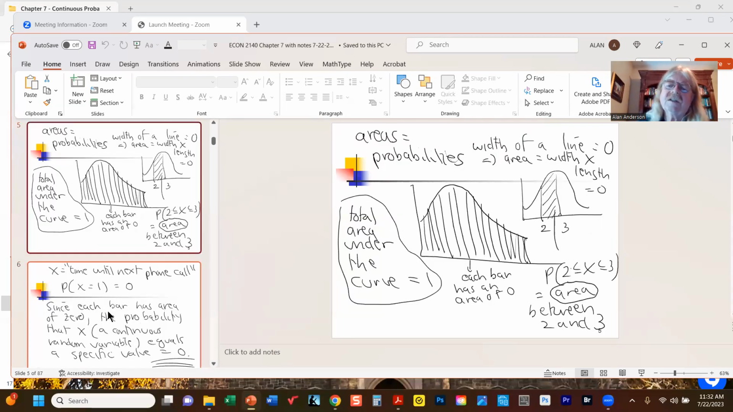In other words, it would look something like this. Okay, now it isn't really drawn properly. Those lines that you're seeing here, each one, since there would be an infinite number of them, each one would have a width of 0. And so while the heights do represent probabilities in a sense, the widths are zeros.